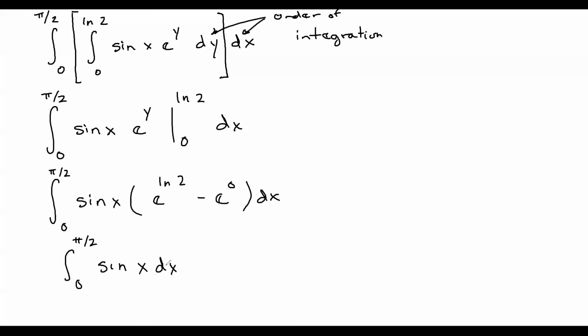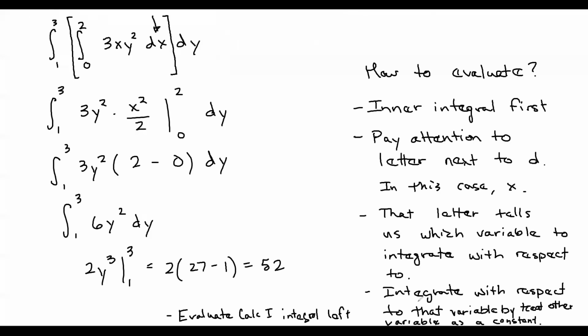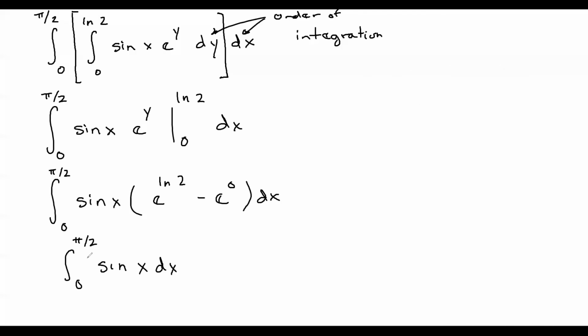And then here, what's the value of the integral from 0 to pi over 2 of sine x? So this is just a Calc 1 integral. After you do your first integration, you should end up with just a Calc 1 integral, right? So evaluate the Calc 1 integral that's left. That's what should happen. Now, if you've got variables in the bounds here, then something has gone wrong. That should not happen.